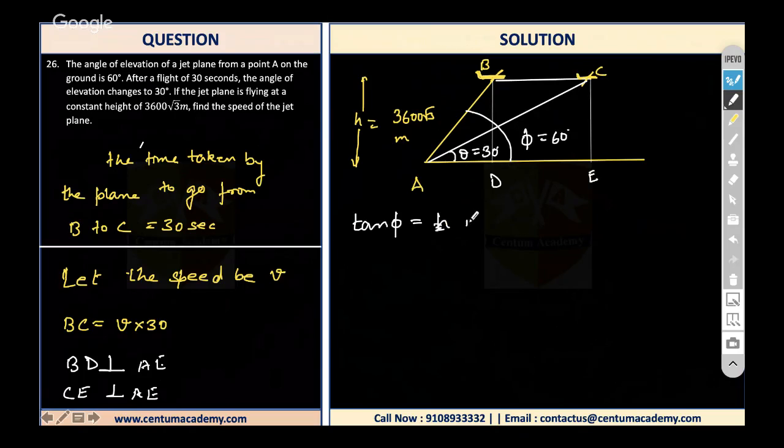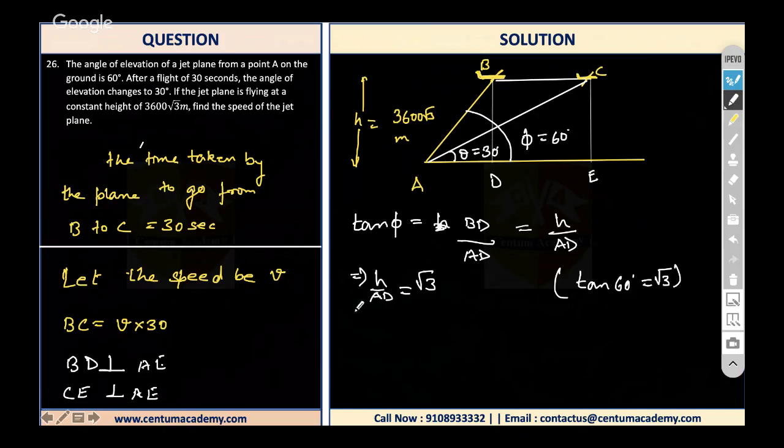So you can write BD upon AD, which is nothing but H upon AD. And phi is how much? 60 degrees. So hence, H upon AD is equal to root 3. In the bracket, you'll have to mention tan 60 degrees is equal to root 3. So this means H is equal to root 3 times AD.